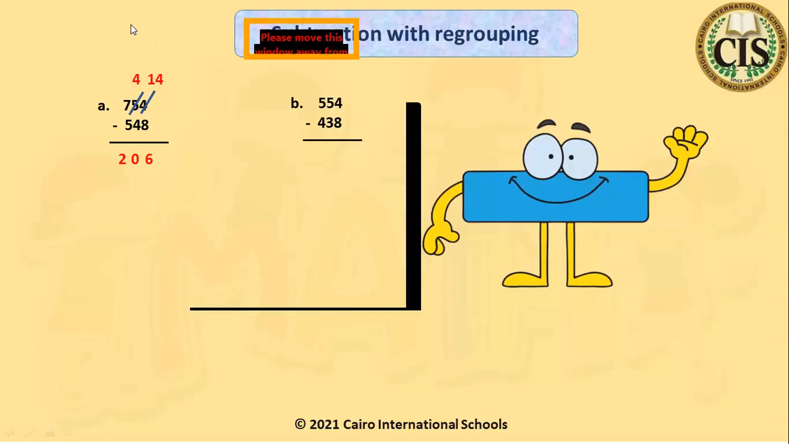Omar Hussein, do you hear me? Yes, miss. Okay. Can you help me to solve this one? 554 minus 438. We start with what?